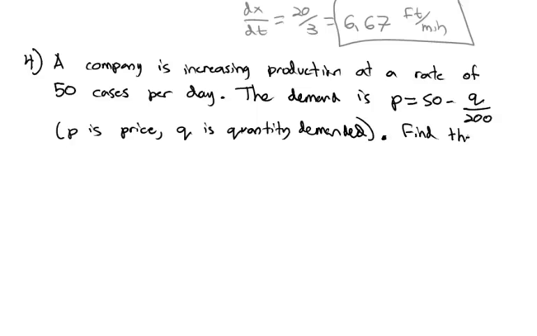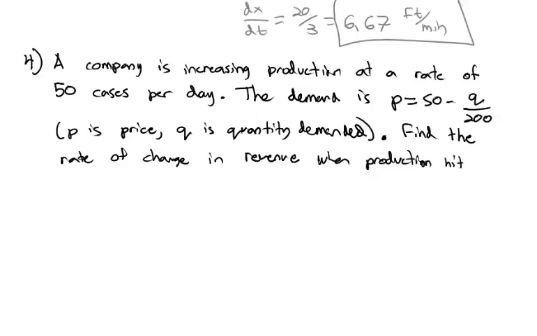We are going to find how increasing the production 50 cases per day is going to increase the rate of change in revenue when production hits, let's say, 150 units. So we're increasing 50 cases per day. That's going to remain constant. But what's going to change in a variable way is the revenue. So we want to know what is that rate of change in the revenue at the point when we have 150.